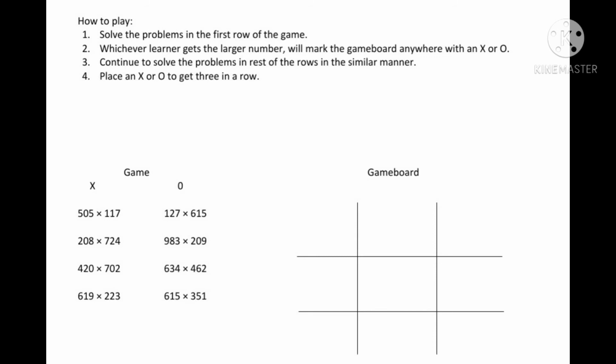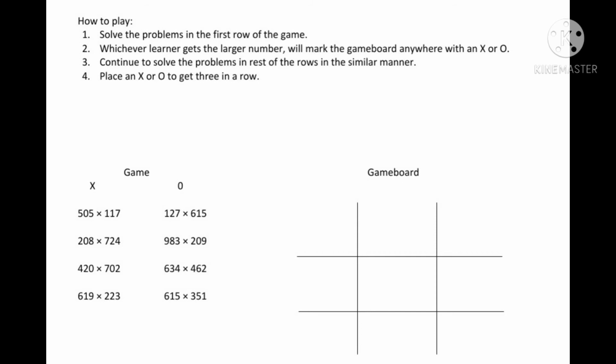Okay, first they will solve the sums which are given in the first row, and then whichever learner gets the larger number will mark the game board anywhere with an x or 0. I repeat, whichever learner gets the larger number will mark the game board anywhere with an x or 0. For example, if learner 1 gets the larger number, then he or she will mark the game board anywhere with an x, since he is solving problems below x. Got it? So this way they will continue to solve the problems in the rest of the rows in a similar manner. Whichever learner gets 3 x's or 3 o's in a row will be declared the winner.